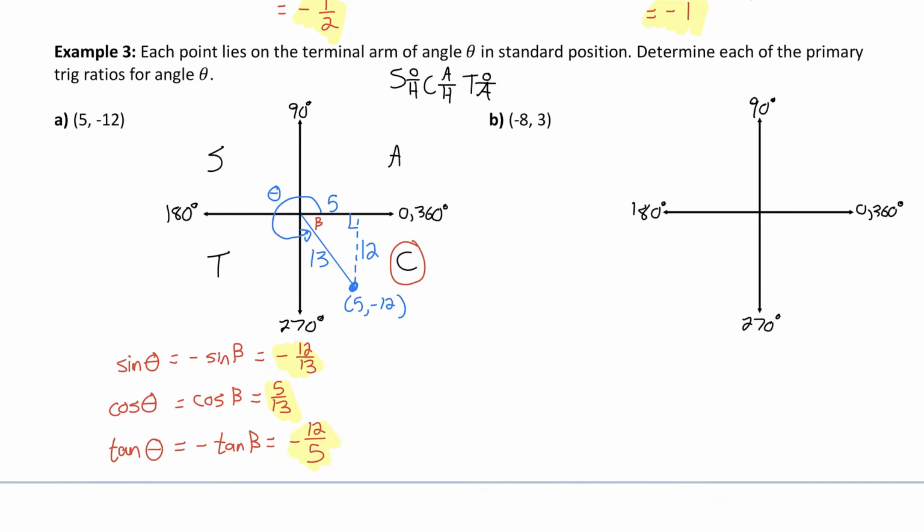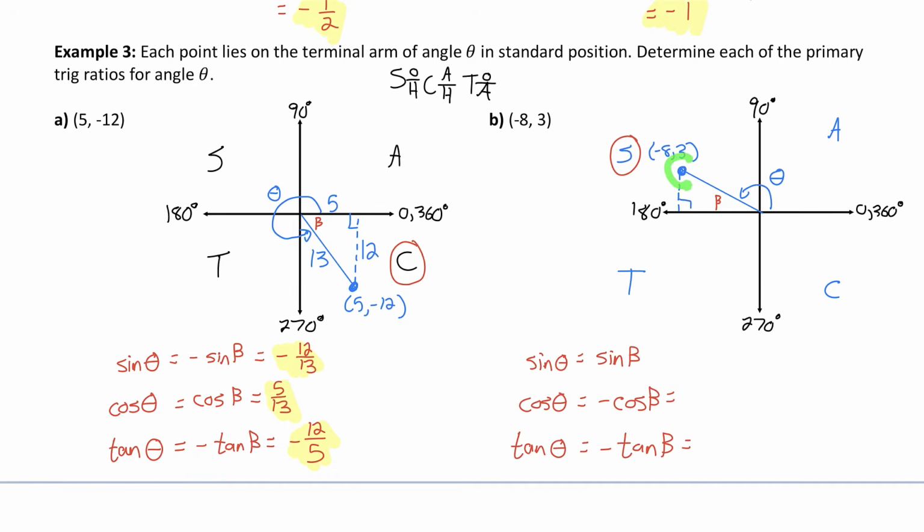Let's try another question. Part B says point negative 8, 3 is on the terminal arm. I'll draw a terminal arm that has that point on it, and then connect it down to the x-axis to make my right triangle, and label my CAST rule. Remember, this is angle theta. That's what we want the ratios for, but I can use the reference angle beta as long as I remember that I can leave the sine ratio positive, but I'll have to make the other two negative.